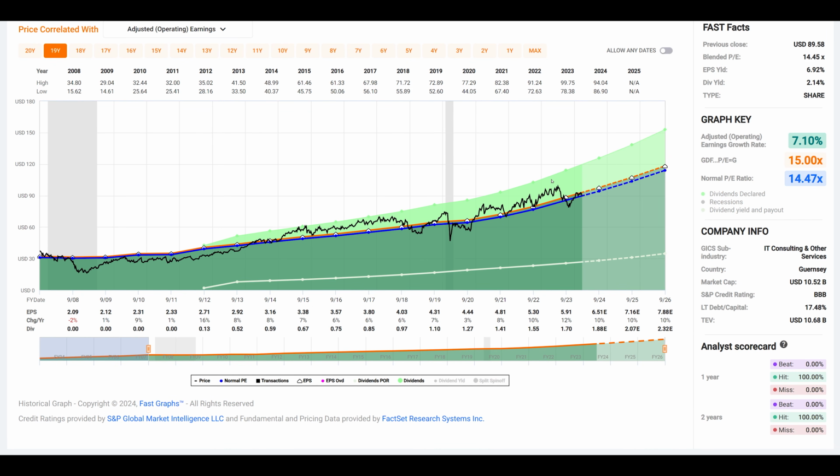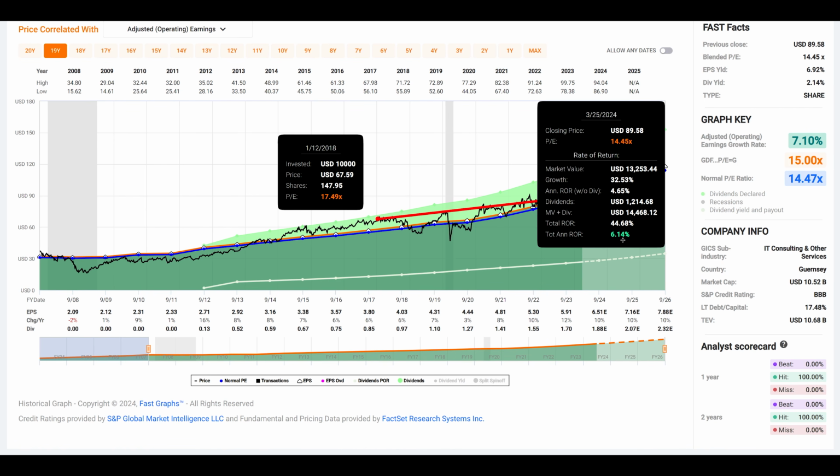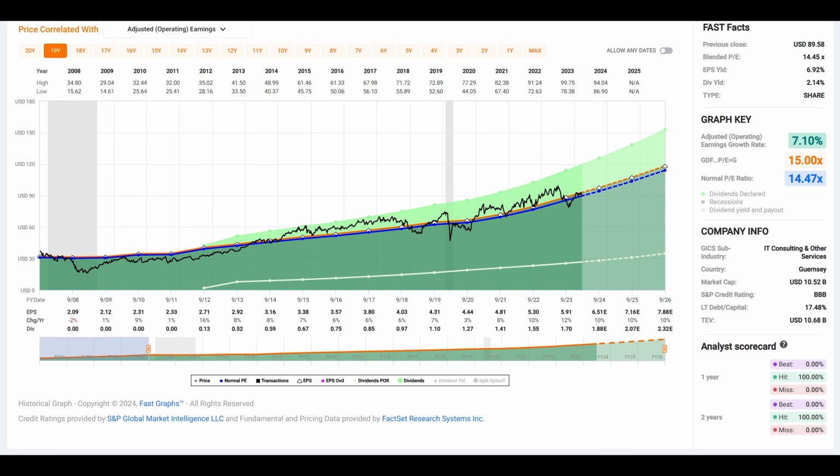When the valuation is higher, it's less opportune. Now, you can still make money paying a high valuation for a company, but you end up participating less. Here you only got a 4.65% rate of return when the company was averaging much better numbers. Valuation matters, and it matters a lot.